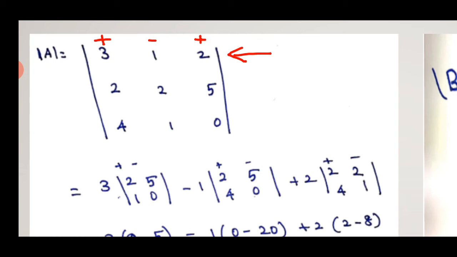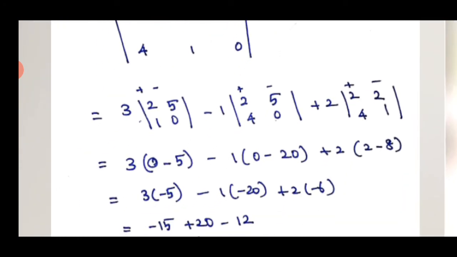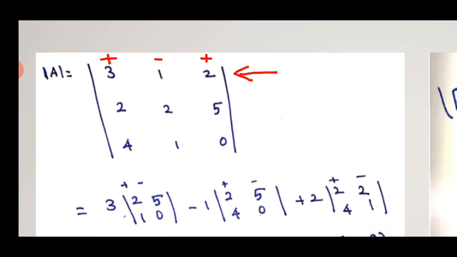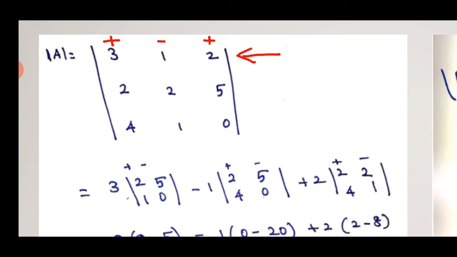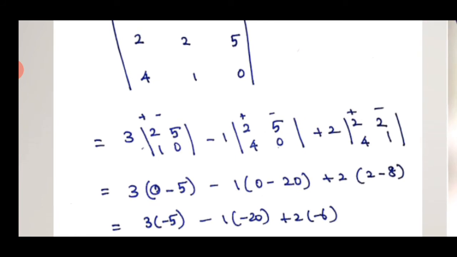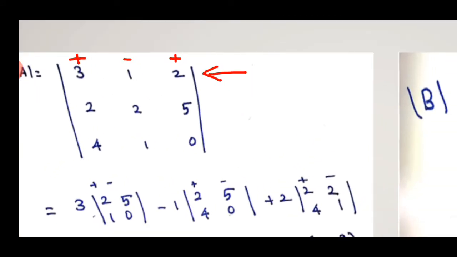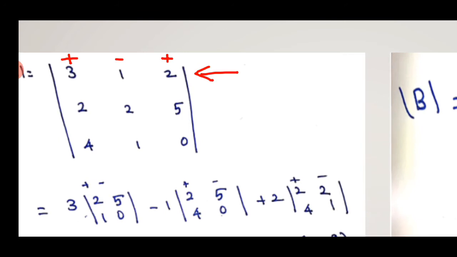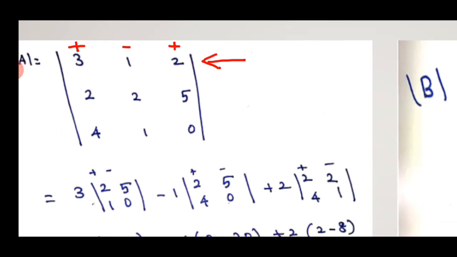Now take that plus 3. Right, first. Okay. Now leave that 3's present row and column. That is the first row and first column, you leave it. Now what are the remaining entries you'll be having? 2 5 1 0. Take that and put in a determinant and multiply with 3. That's all. So 3 into determinant of 2 5 1 0. Right. Next is minus 1. So 1 is there actually, but above that we have minus in red color. So that's why minus 1.